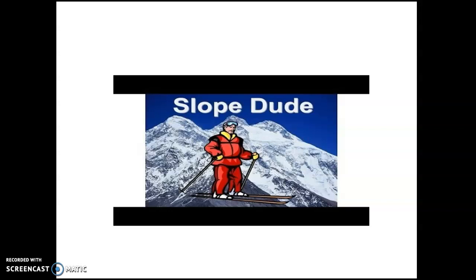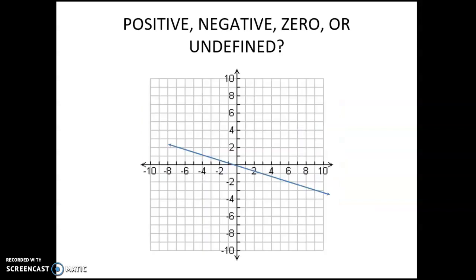Okay, so we're going to use Slope Dude here. He's going to help us figure out whether the lines are positive, negative, 0, or undefined. So here is our slope, and we got Ski Dude. I know, be impressed. And he is skiing, okay, always from left to right, because that's how we read. He's skiing down this slope. And since he is going down, this is a negative slope.